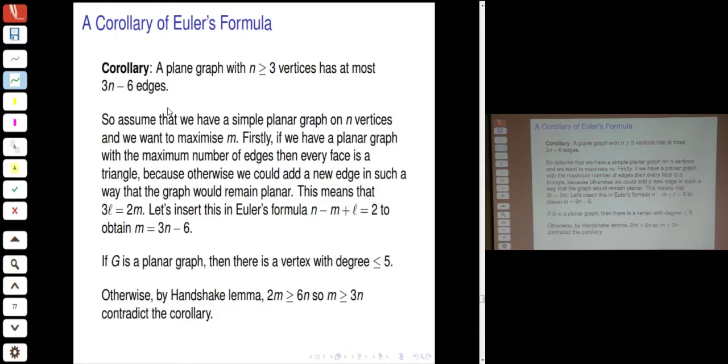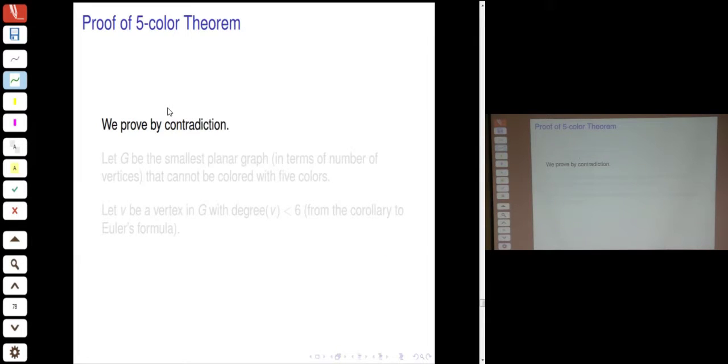From this slide, I don't care whether you get the proof or not, you have to get this fact. There is a vertex with degree at most 5. So now our proof will be quite easy. Let's prove this 5-color theorem. Either you prove by contradiction or you prove by mathematical induction. But since I didn't talk about induction, I'll use the language of proof by contradiction.